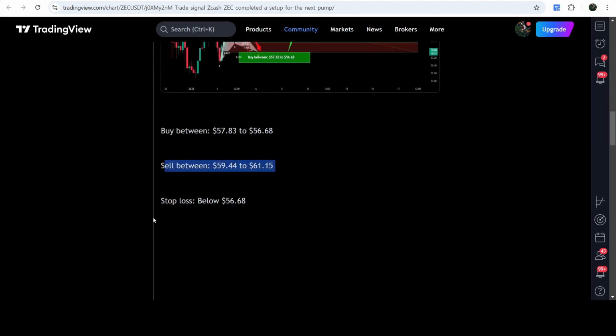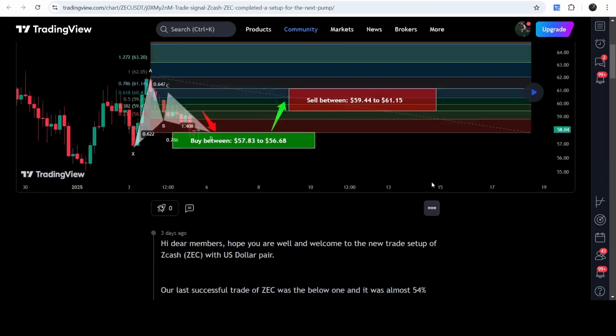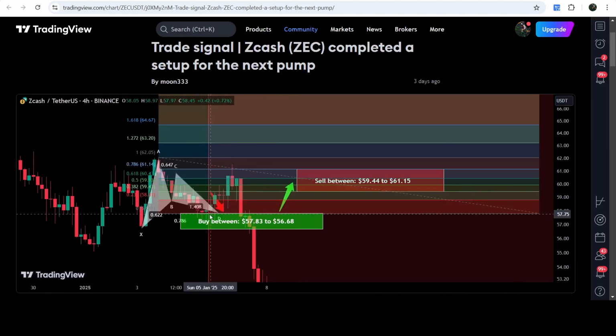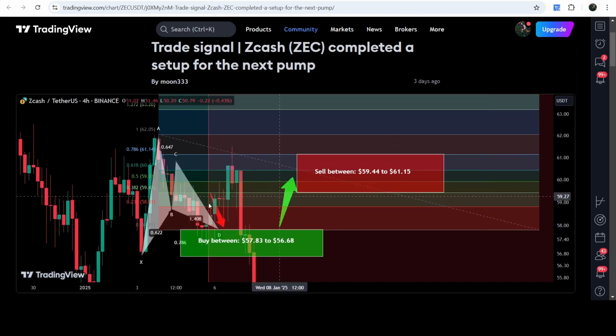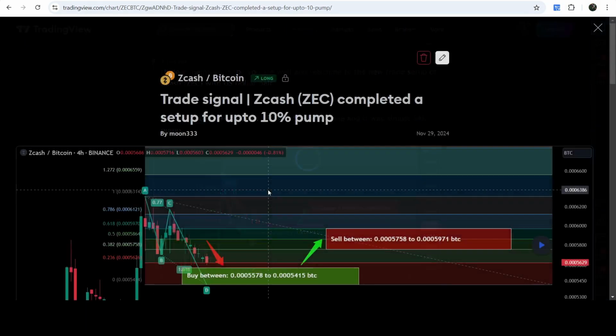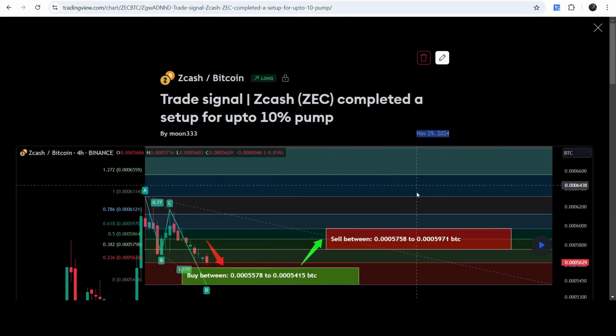Buying zone, the sell target zone and the stop loss. And now if I play this chart, then you can see that the price line once again entered the buying zone here. Then we had a very nice reversal in the price and moved slightly beyond the sell target zone. And before that, we got almost 54% pump. And this signal I shared on 29th of November 2024 with my members.